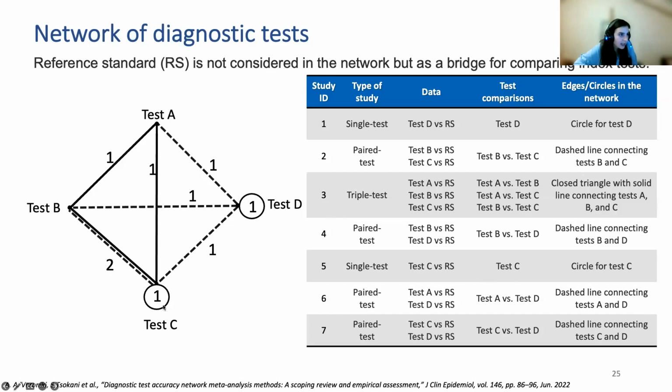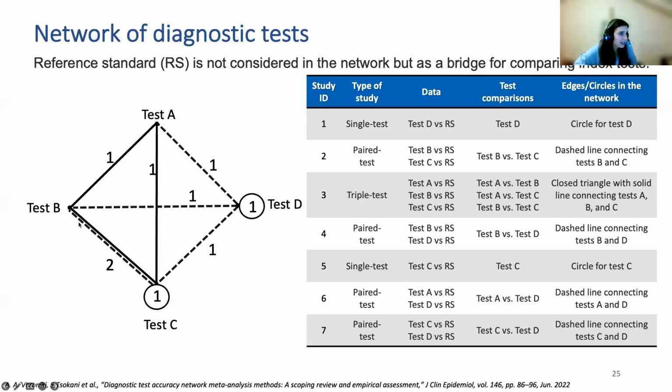The second study, for example, is a paired test study. So this explores the accuracy of two tests, test B and test C. However, even if test B and test C are standardized against the reference standard, the reference standard is not included and in the test comparison cancels out. So the comparison actually includes test B versus test C. And we denote that in the network using a dashed line connecting the two tests, test B and test C.